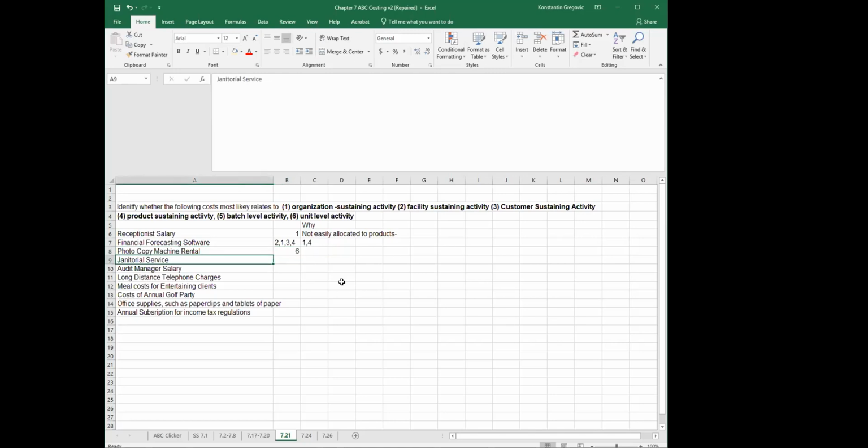Let's come back to photocopy rental. Let's do janitorial service. Tola, two for which one? This one? For photocopy? Photocopy, sorry. So you're guessing two, so I'll put a two in there as well.